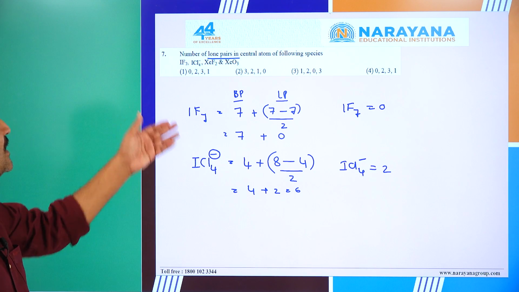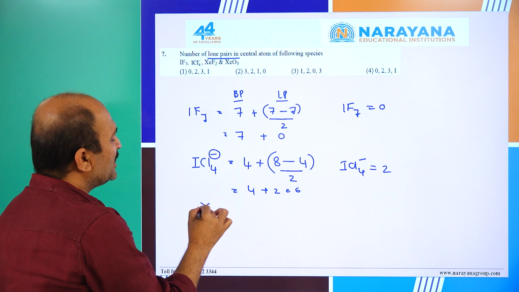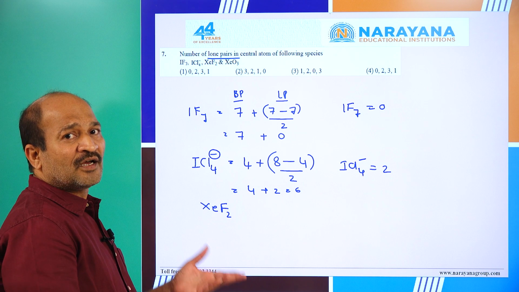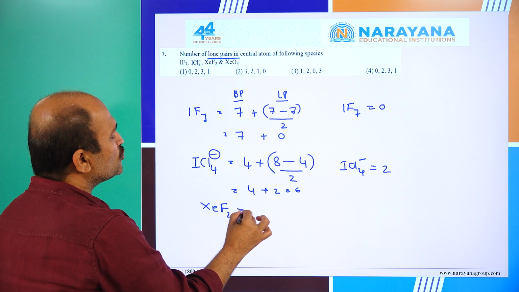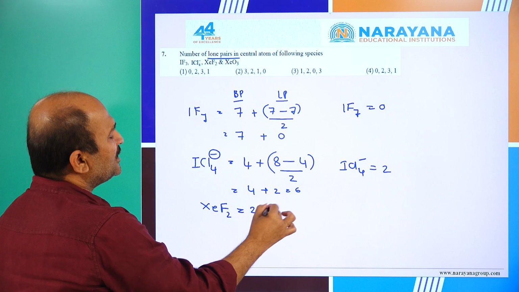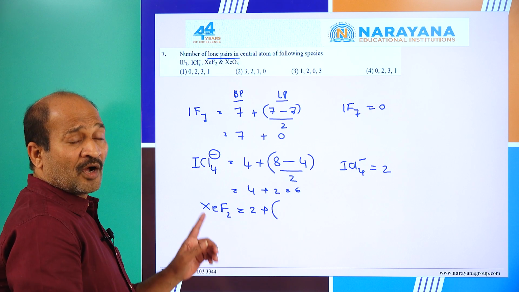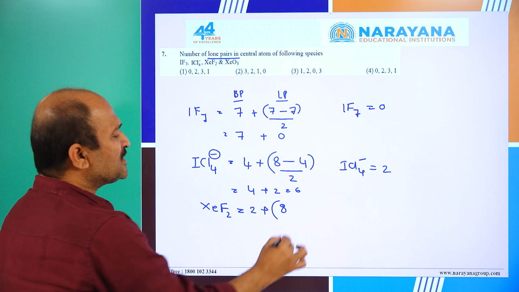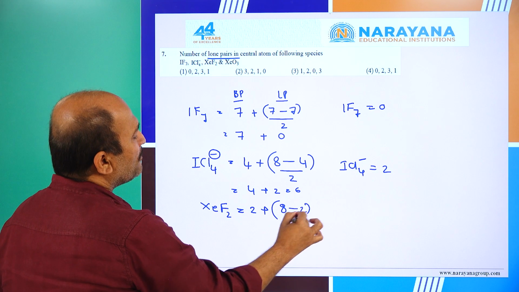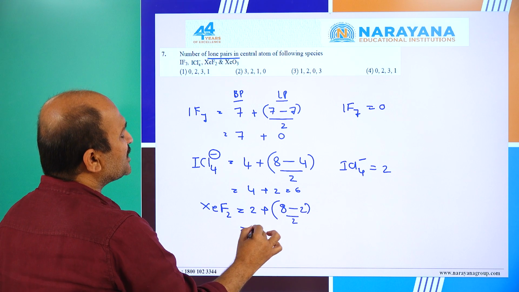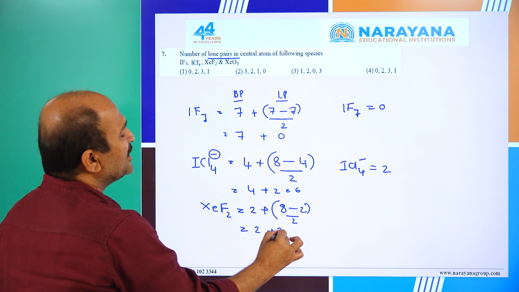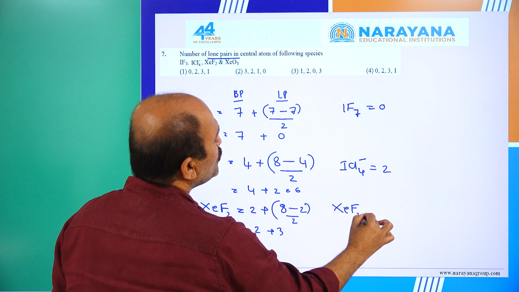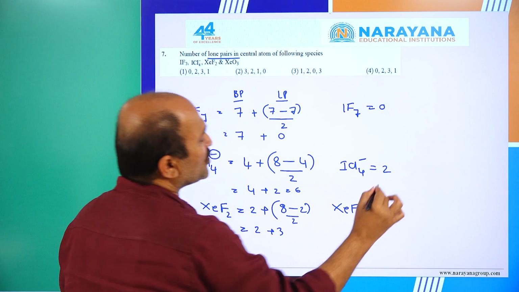And then check the other example, XeF2. In XeF2 the central atom is xenon. Xenon is bonded with how many atoms? 2 atoms. And in case of xenon, how many valence electrons are there? 8 valence electrons. How many bonds are there? 2 bonds. By 2, on simple calculation it will be 2 plus 3. So XeF2 has how many lone pairs? 3 lone pairs.